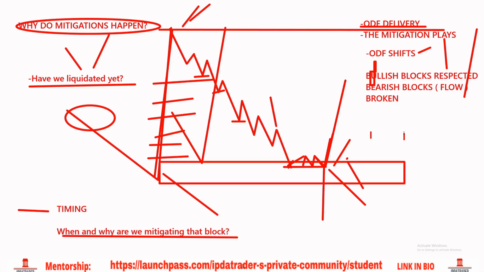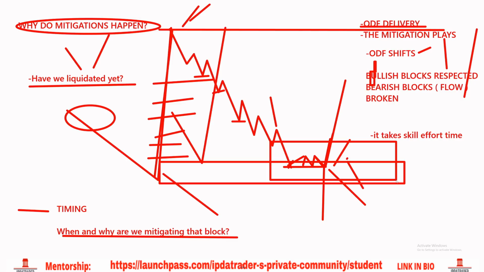You're not required to be 100% correct in this game. Understand that it takes skill, effort, and time to actually be able to read mitigations. Sometimes they take a very long period of time. You can see a block being hit at 1 p.m. and it will not move till 3 p.m. or 4 p.m., depending on the timing of the market.